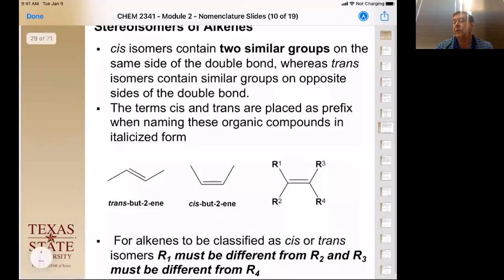So if we were naming this, we have 1, 2, 3, 4 carbons. Either way you number it, it's going to be the same. But notice that the first carbon of the double bond is on that 2 carbon. Okay, so we have 4 carbons, so that's butene. We have to know where that first carbon is, so that's where we get but-2-ene right here. And now because the groups are on opposite sides of each other, they're trans. So it's trans-but-2-ene.